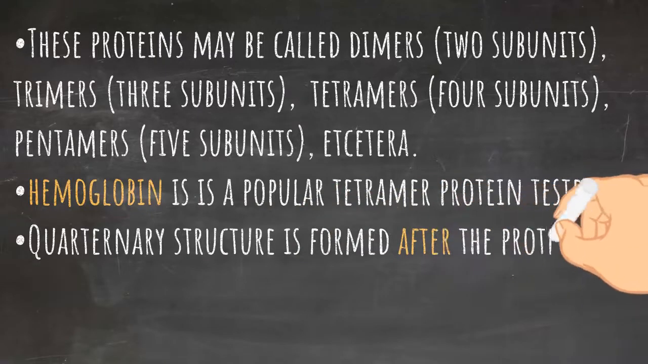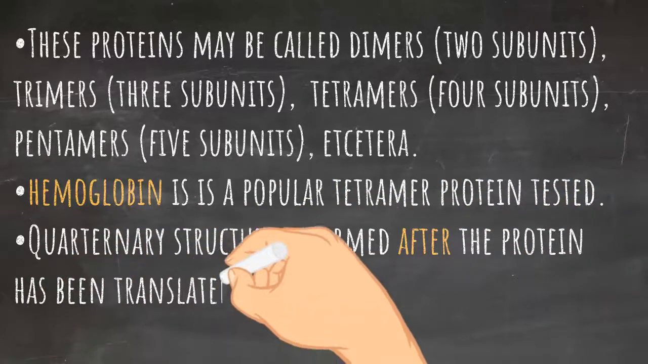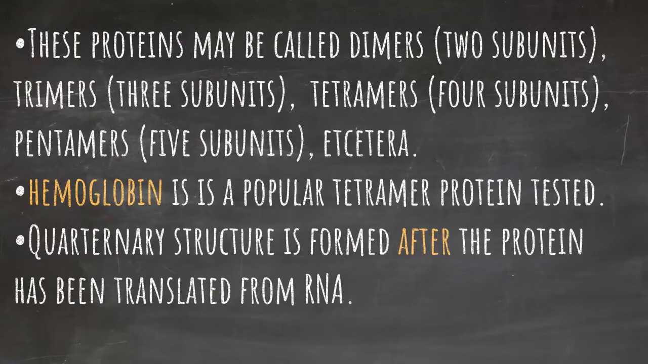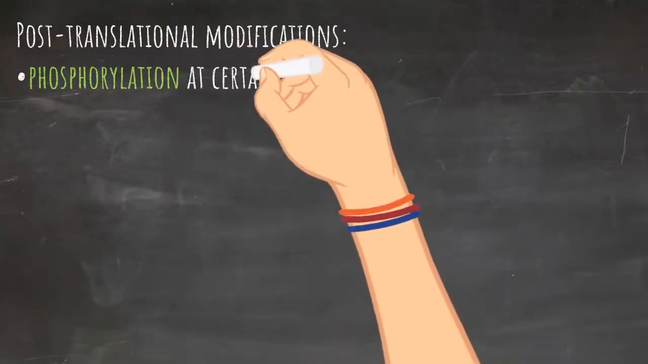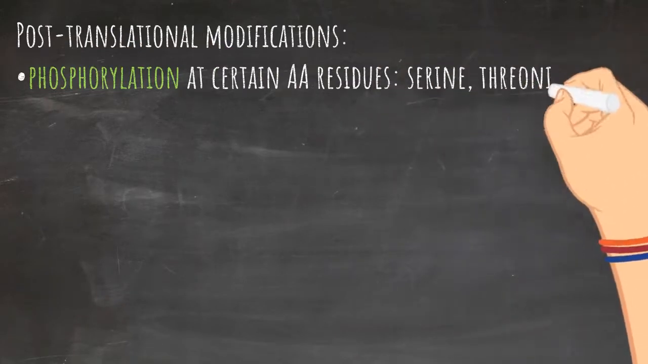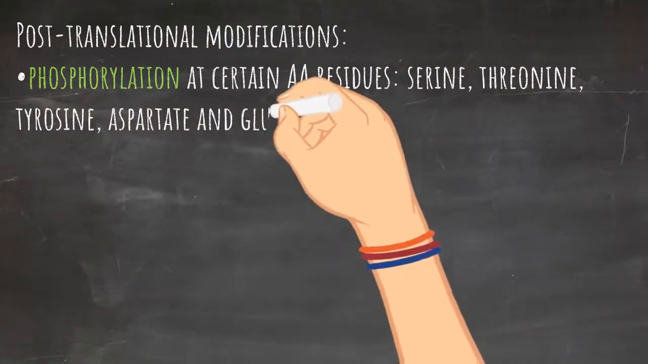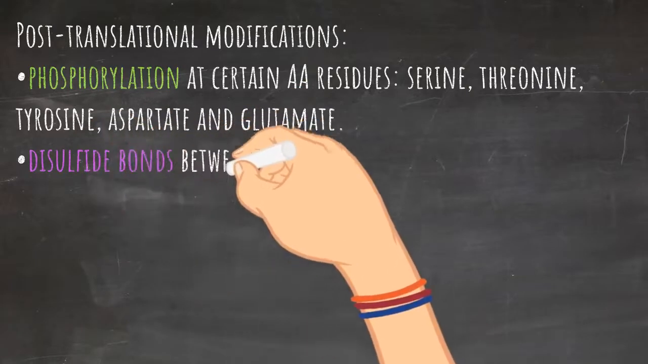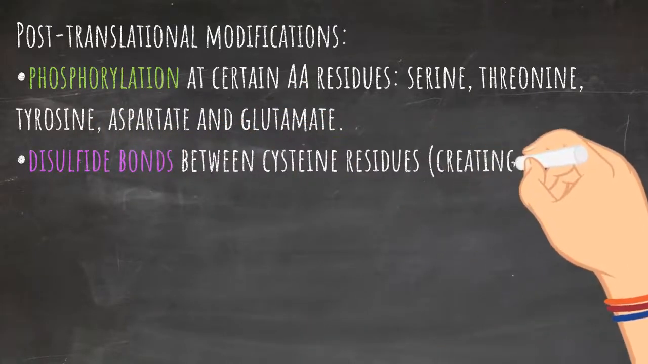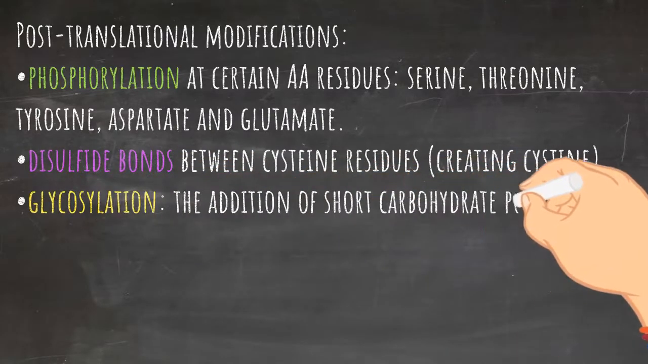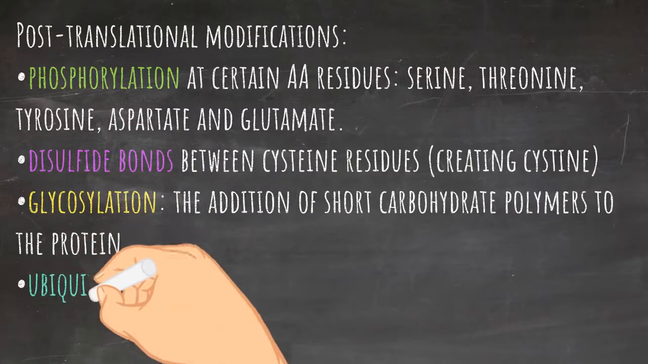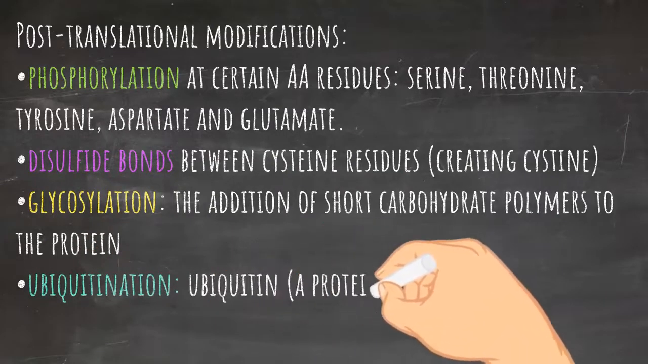So some post-translational modifications are part of the quaternary protein structure. So they include phosphorylation at certain amino acid residues, such as serine, threonine, tyrosine, aspartate, and glutamate. Disulfide bond formation between cysteine residues, creating cystine without an E. Glycosylation, which is the addition of a short carbohydrate polymer to the protein. And lastly, ubiquitination, which is when ubiquitin, a protein, attaches to another protein to mark it for degradation by our bodies.